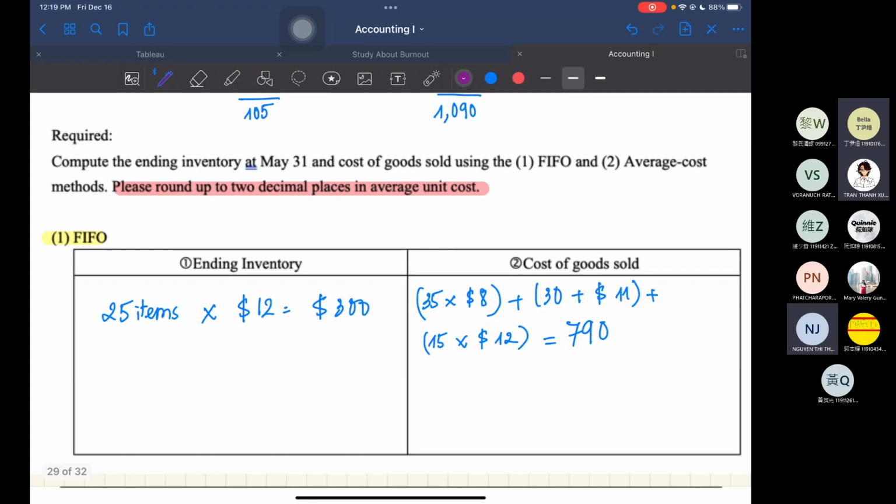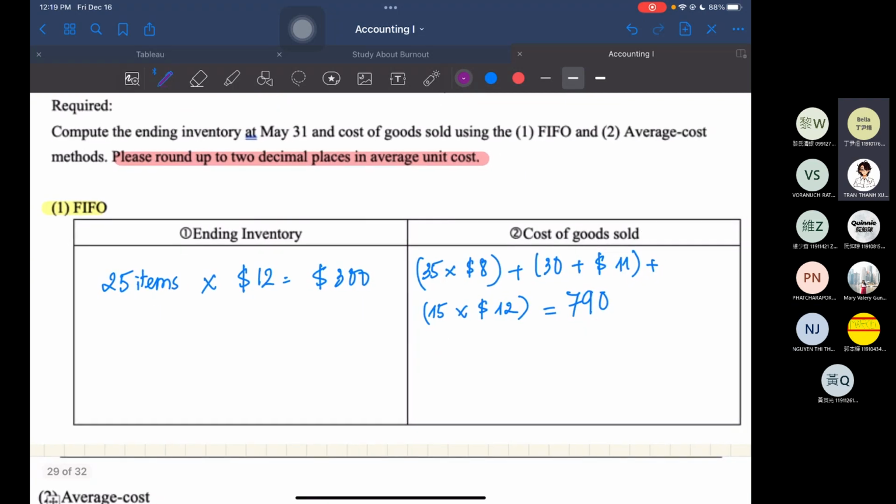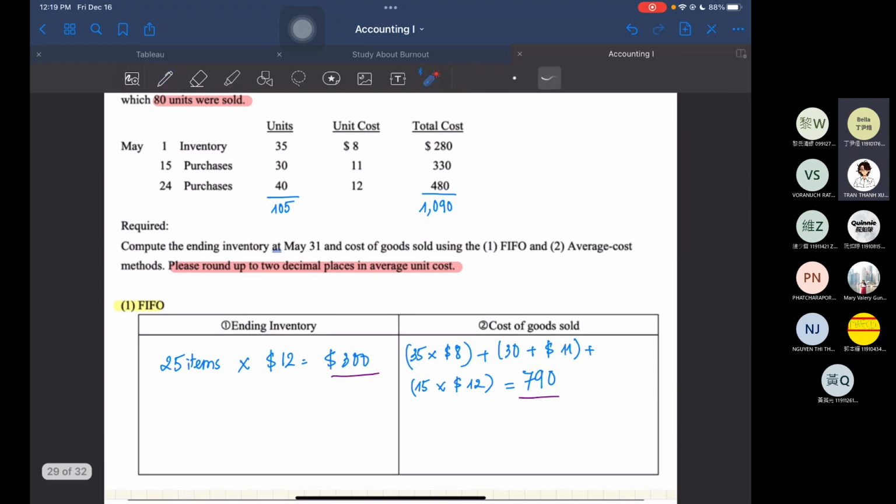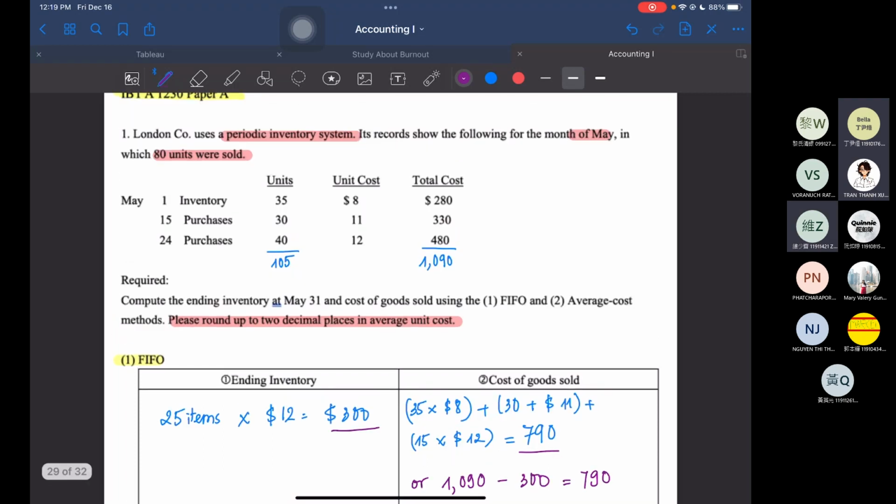Yes. So in order to double check whether these two answers are correct or not, I will take this number. Sorry, Jesse, where did you get the 25 items? Pardon? Where did you get the 25 that you divided by 12?